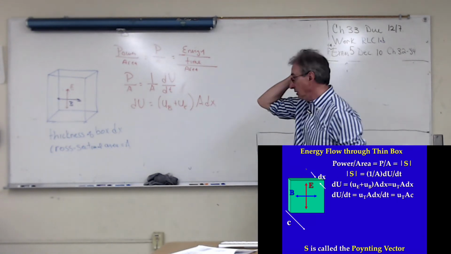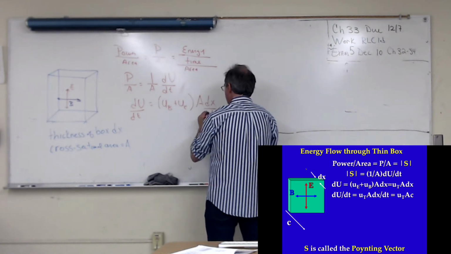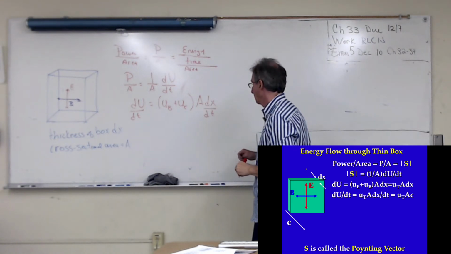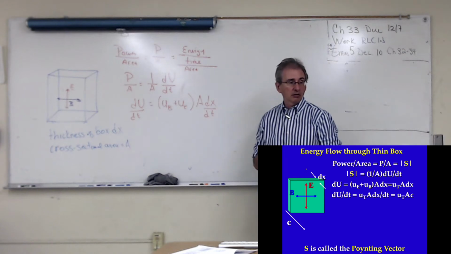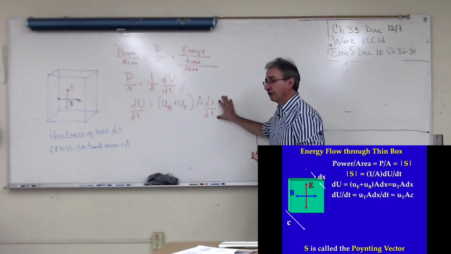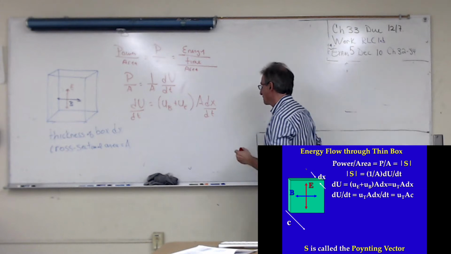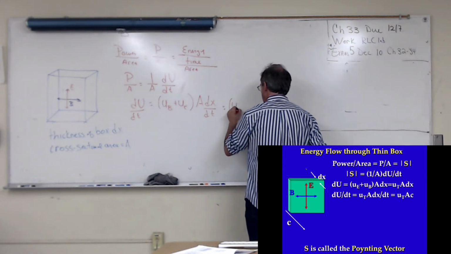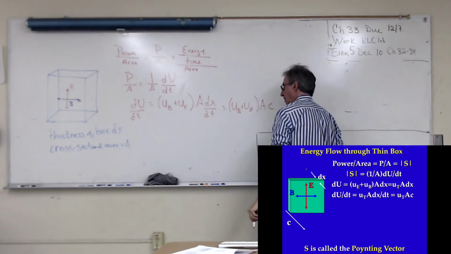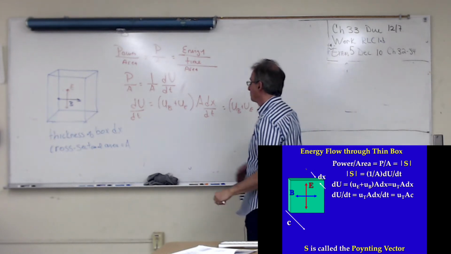So what's dU dt? That. But what's dx dt for a wave? So could you say that again? What's dx dt for an electromagnetic wave? What does that mean? The time rate of change in position. What is that? Isn't it the speed of light? Yeah. Okay. So now let's put this together.